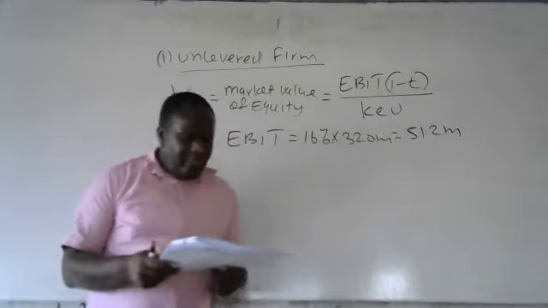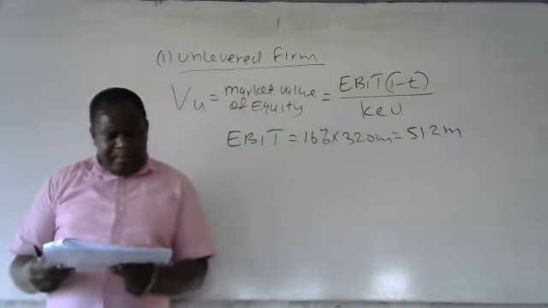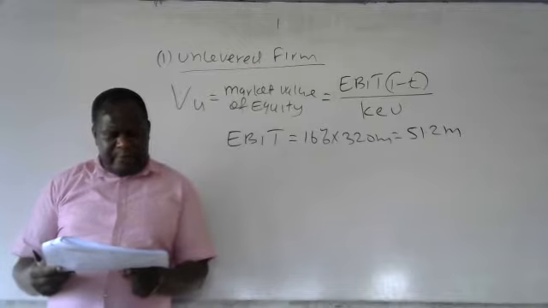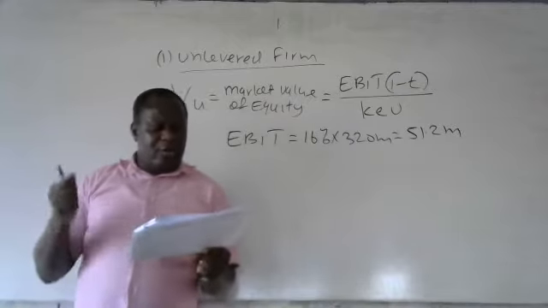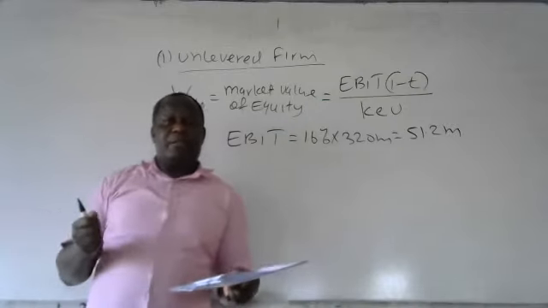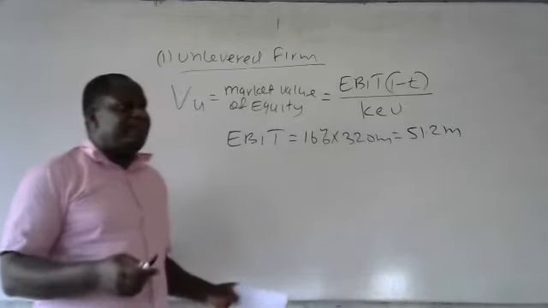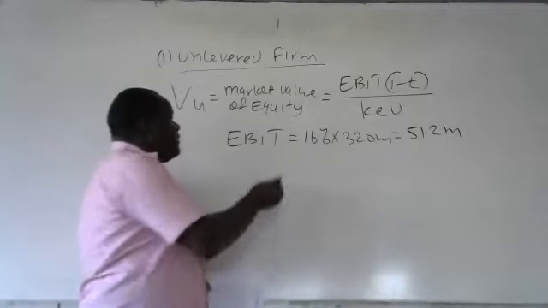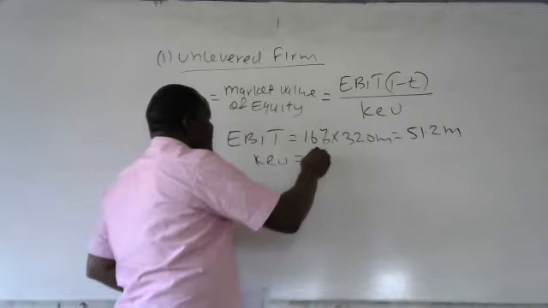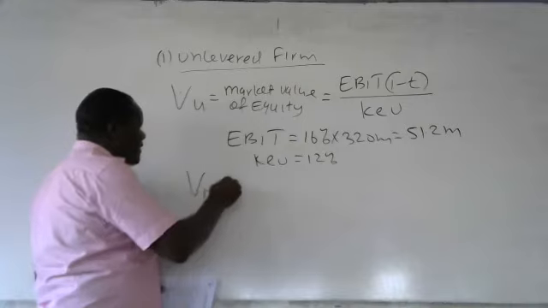So KEU was given. When you continue with the question, they said that because of some tax arrangements with the foreign government, the company would not pay taxes. The capitalization rate for an all equity firm in the business is 12%. So our KEU is 12%, the cost of capital for the unlevered firm. From there, we can now get the value of the unlevered firm.